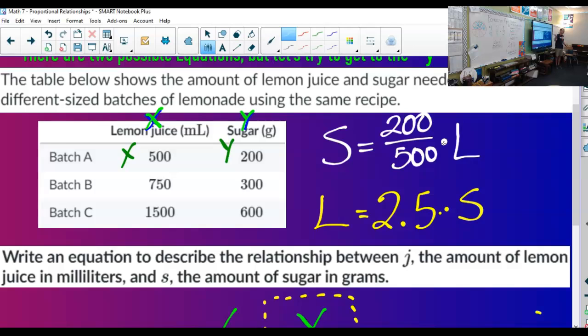What is it? 4. Ooh, careful. 0.4. Hey guys, look up here. Anytime you have zeros stacked, I can take a 0 off the top and a 0 off the bottom. I just divided by 10 is what I did. Can I do that again? Yeah.